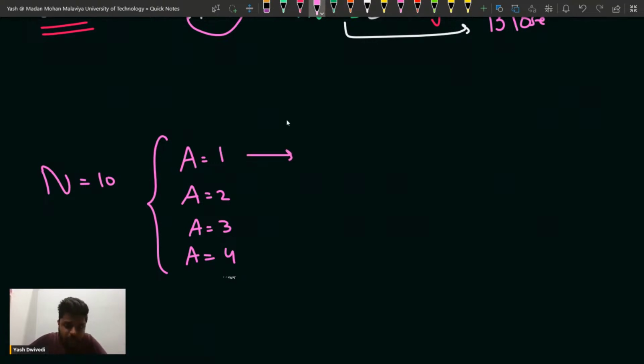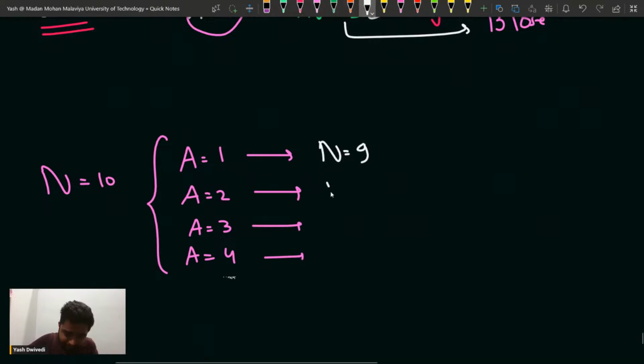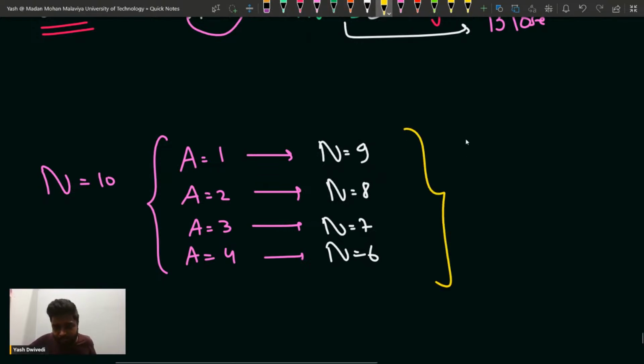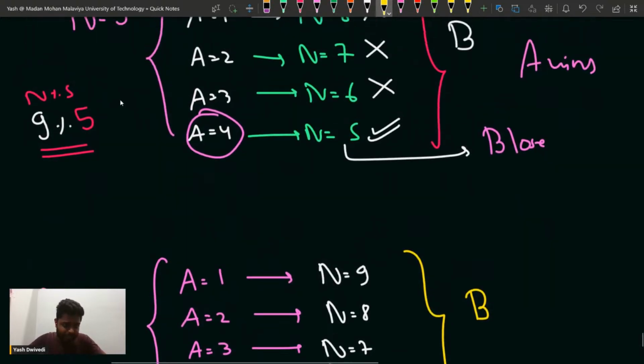Now let's make the arrows and then see. In this case, n value will be equal to 9. In this case, n value will be equal to 8. In this case, n value will be equal to 7. In this case, n value will be equal to 6. See, these are the values that b can try to get. Do I want to give 9 to b? No, because 9 is a winning state. If b gets 9, so 9 is a winning state.